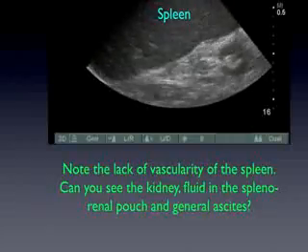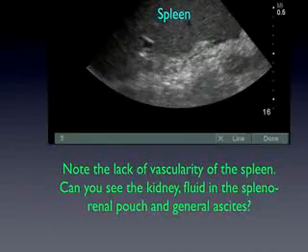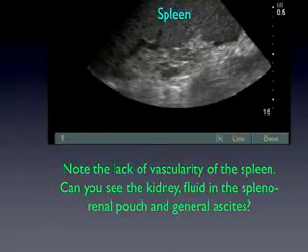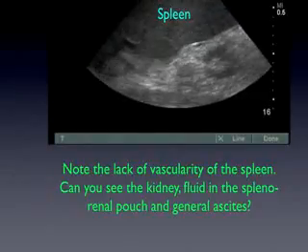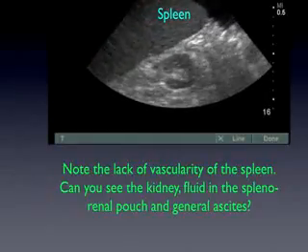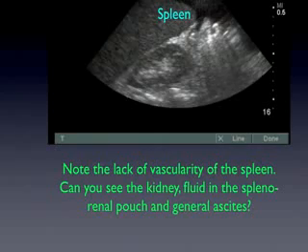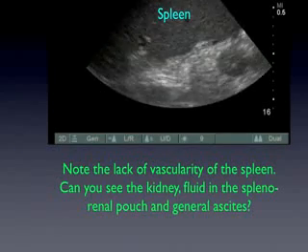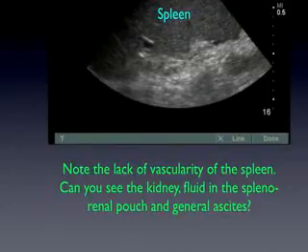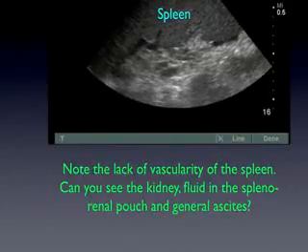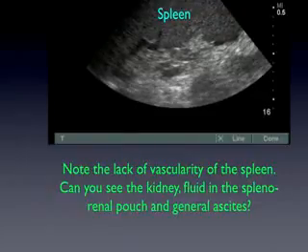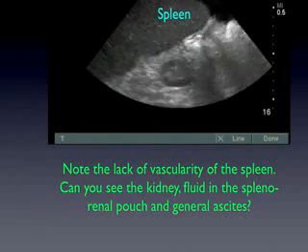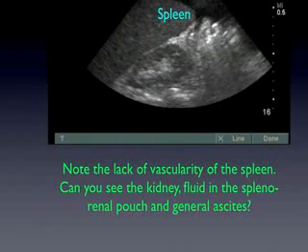Now here's a clip of the spleen, which is rather large, and you'll see typing appear on the left side of the screen saying big spleen. And note the lack of vascularity in the spleen. And on the slide you can see also the question, can you see the kidney fluid in the splenorenal pouch and the general ascites? So the kidney is at the inferior margin of the screen. It'll appear shortly. You can see the hyperechoic space between the spleen and the kidney, and there's the ascites on the right of the image.